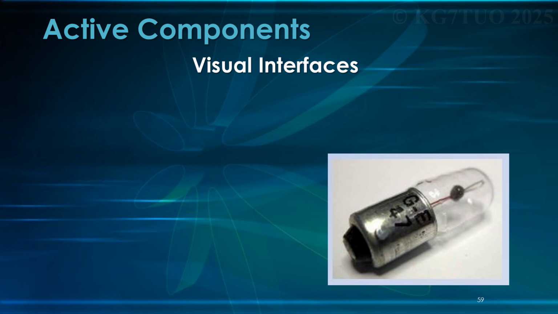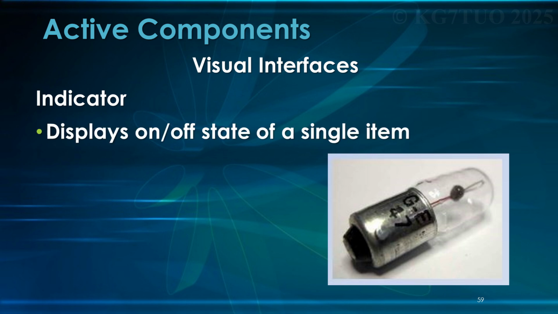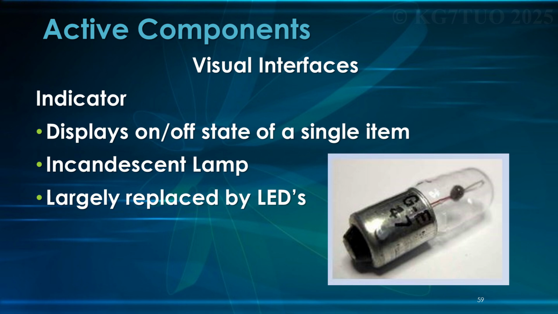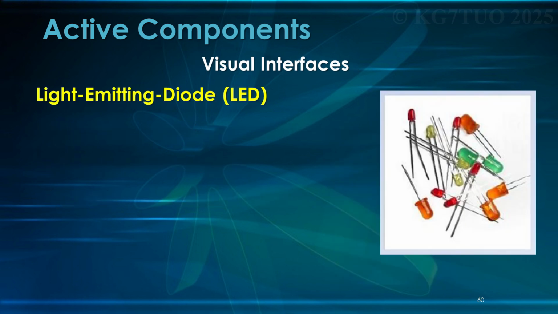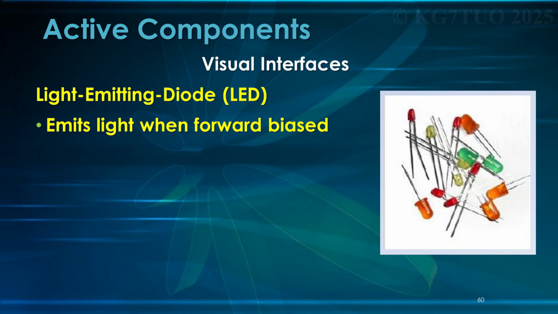And visual interfaces, the old light bulb that indicates you've got a circuit that's active or not, displays the on-off state of a single item, and they don't use incandescent lamps anymore, largely replaced by LEDs. So, light emitting diodes. It lights when forward biased. That's what we know in the test. What does that mean? That means the current is flowing forward. Reverse bias, there's no current flow. Being a diode, it only passes current in one direction. You hook up the battery the wrong way, and you don't get any light out of your LED flashlight.